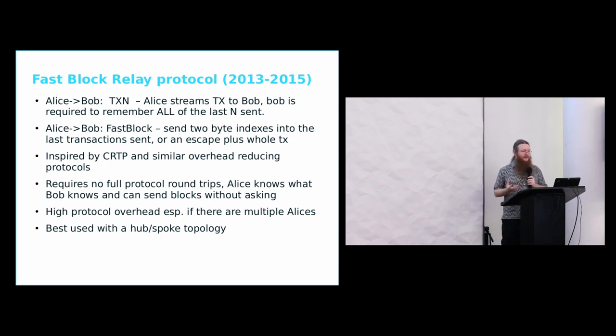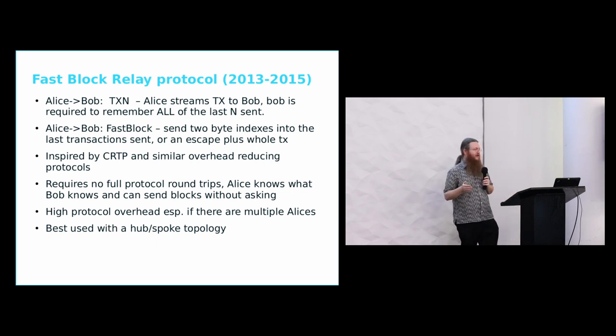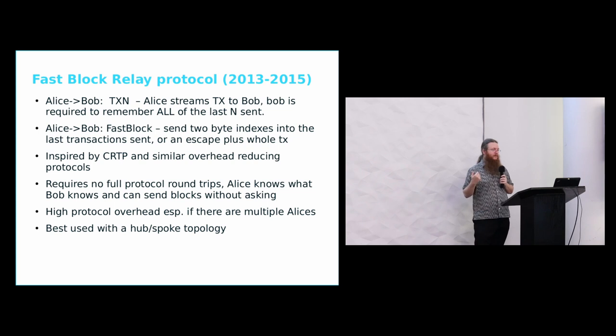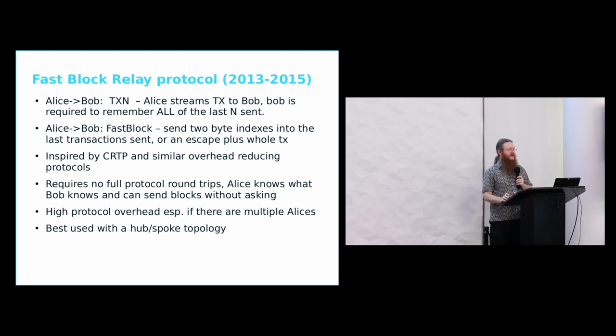The idea behind the fast block relay protocol is basically, if you have some hub node, Alice, Alice streams every transaction she sees to you, Bob. Then when a block shows up, Bob has promised by protocol contract to remember the last 10,000 transactions Alice has streamed. Alice can then just send short 2-byte IDs to say, I want you to use the nth and the n minus nth transaction. And so now, sending a block, you don't have to send a megabyte of data.